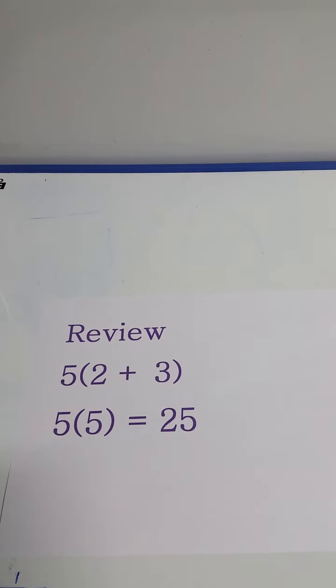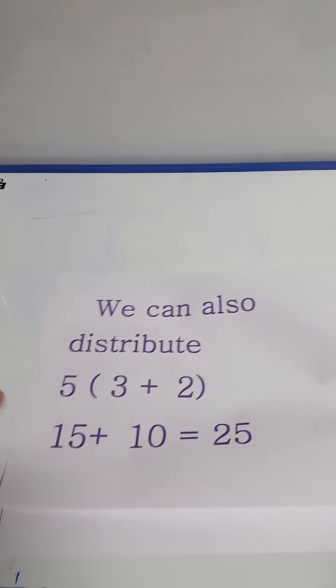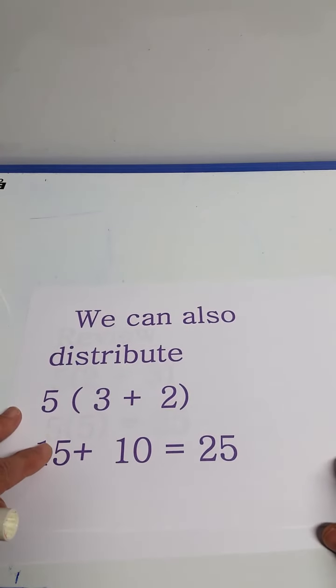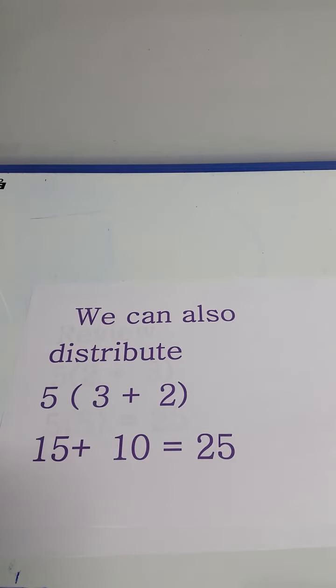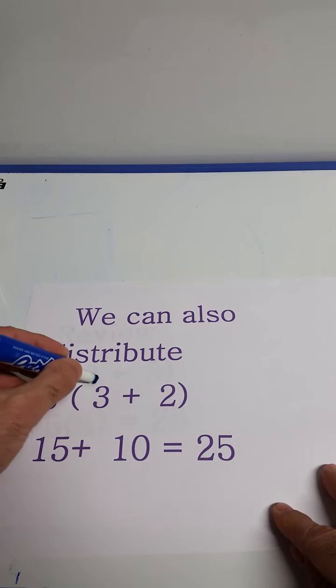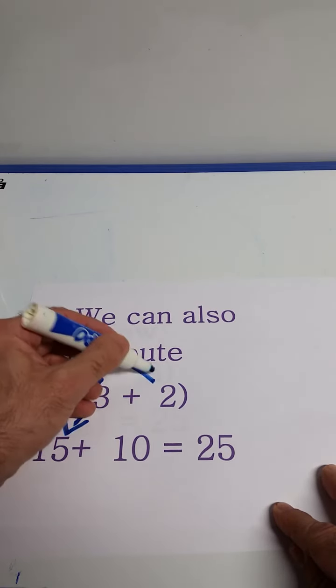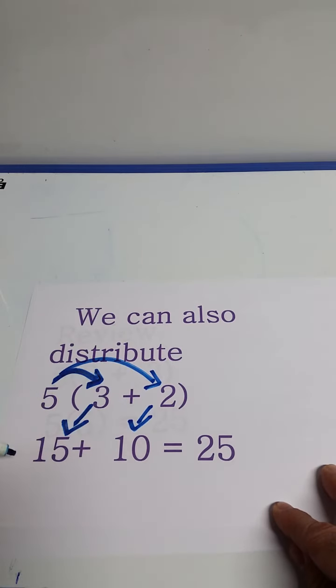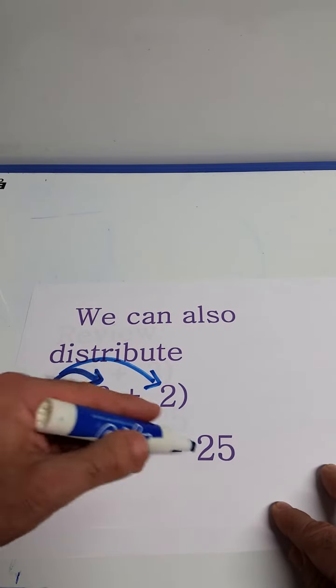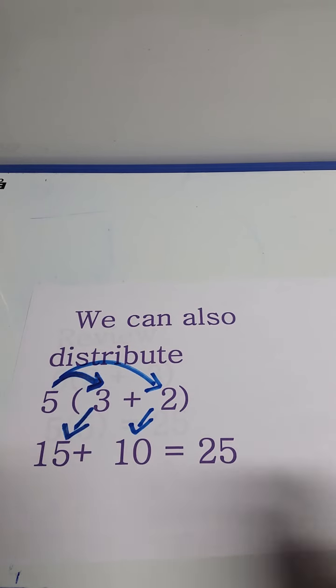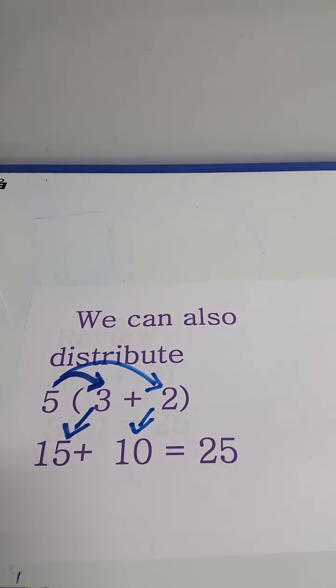What we can also do, though, is distribute. In distributing, all we're doing is multiplying the 5 by each number in the parentheses. So here we can do 5 times 3, and we get 15. And then we can do 5 times 2, and we get 10. And we get the same answer, because 15 plus 10 is 25. So here we could have just added 3 plus 2 and then times it by 5, or we could have distributed it, like we did.